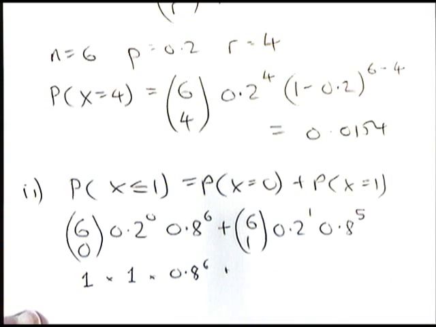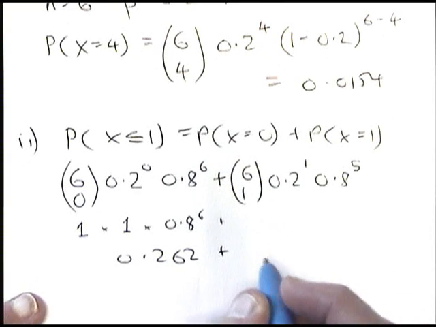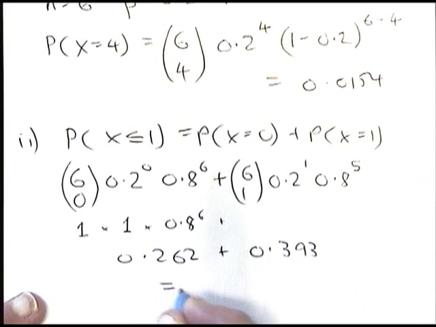Okay, this bit here it's worth doing on the calculator. So, the first bit, when you work this out, you should get 0.262. When you work this bit out on your calculator, you should get 0.393. When we add those together, you should get an answer of 0.655. And that is question 3 finished.